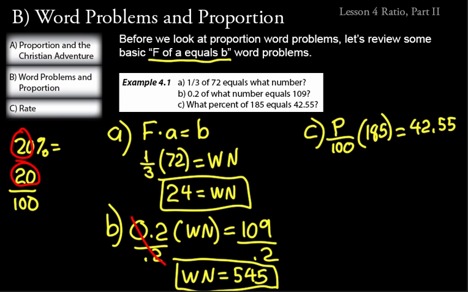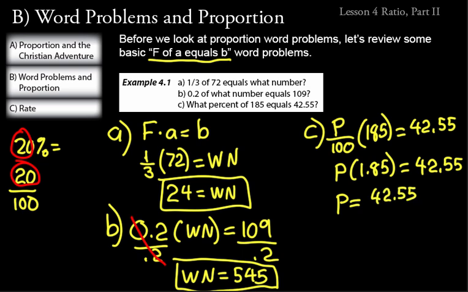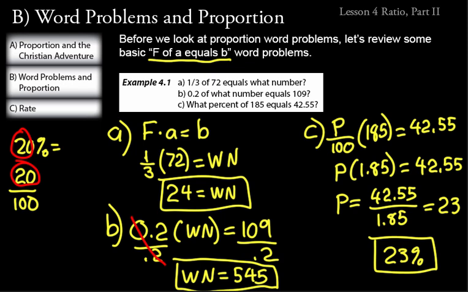So here we'd have to multiply both sides by 100 over 185. Or think about this, 185 over 100 equals 1.85, right? So we could just rewrite this as P times 1.85 is equal to 42.55. Divide both sides by 1.85 and we'd get P is equal to 42.55 divided by 1.85. So then just get your calculator out, do that division, you should get 23. Okay, so our answer we'd say is 23%. What percent? Well, 23%. 23% of 185 equals 42.55.